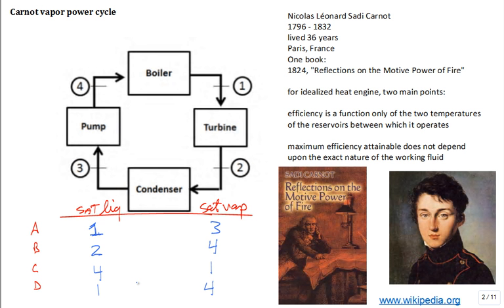And your choices are A is 1 is saturated liquid and 3 is saturated vapor, or B it's 2 and 4, or C it's 4 and 1, or D it's 1 and 4.